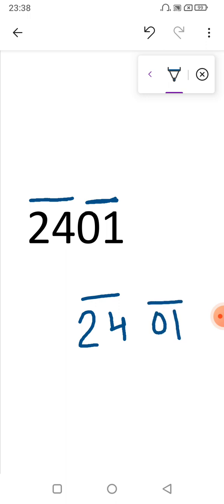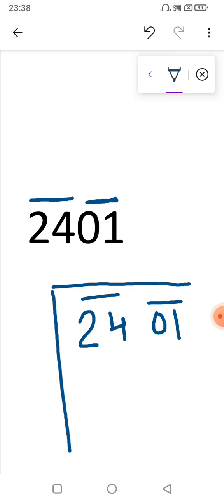First step will be to make pairs of 2 digits each, start from the right and move towards the left. That is, in this case, the first pair that I could make was 01 and the second pair was 24. So the first step will be this. After that is done, we will move to the second step, that is arranging this in this manner. This number will be written this way: 24 the first pair and 01 the second pair, and we are going to write it this way.